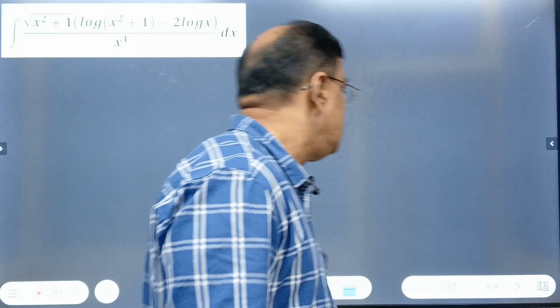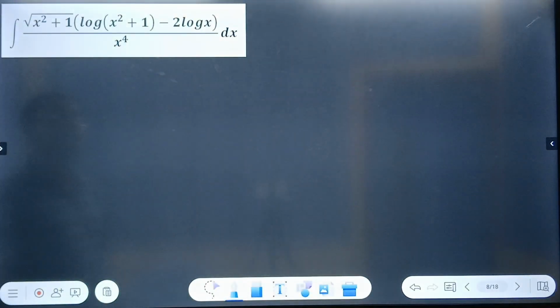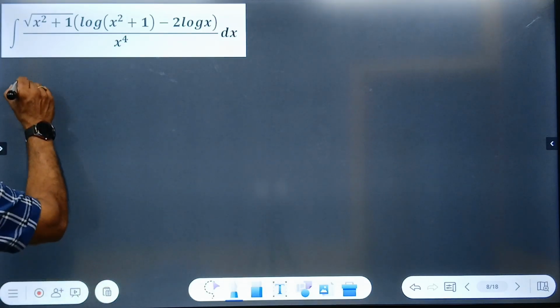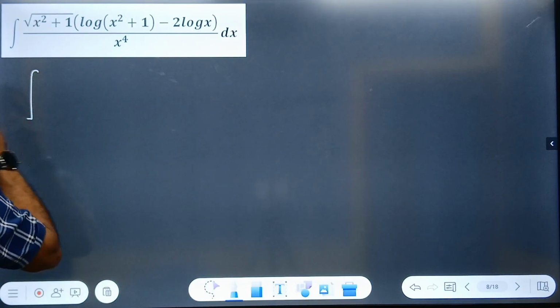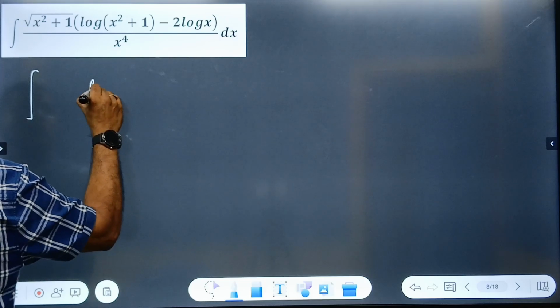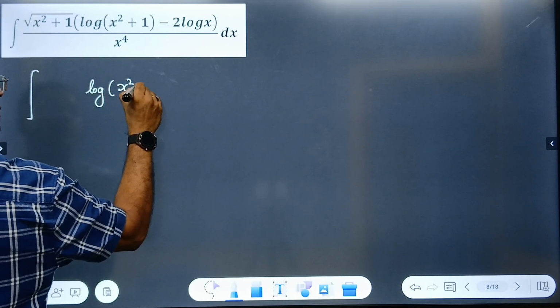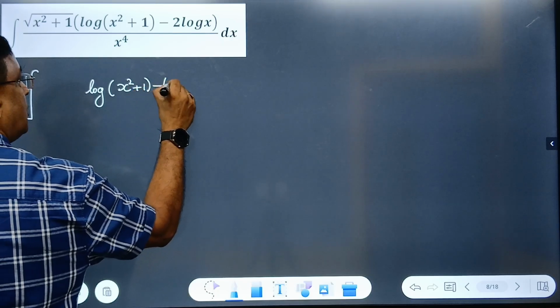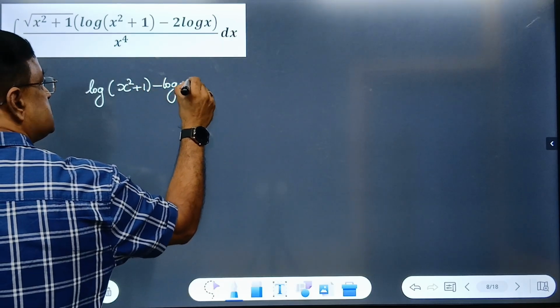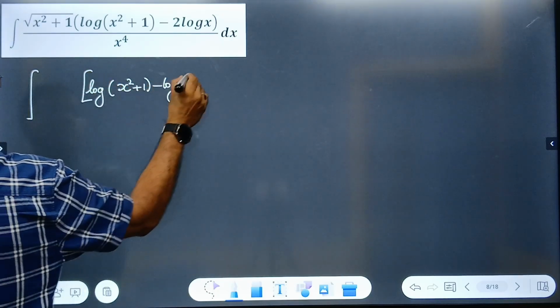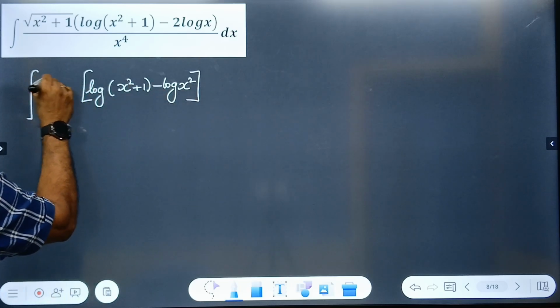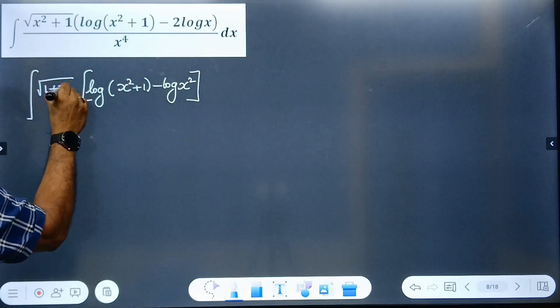Okay. Now let's go to the next question. This is a very important, NCERT miscellaneous exercise question. So how do I do this? So first of all, I will write this as log of x square plus 1 minus log of x square, and this is root of 1 plus x square.